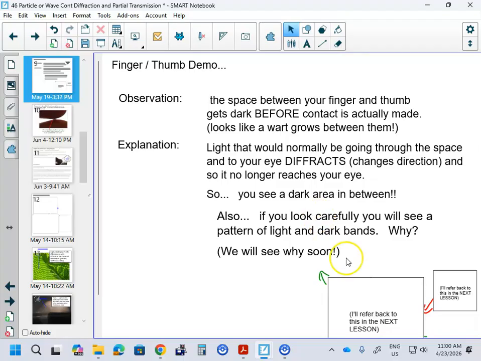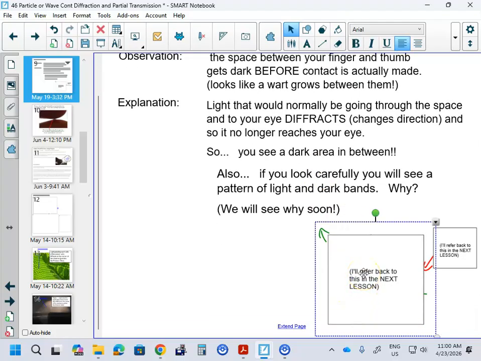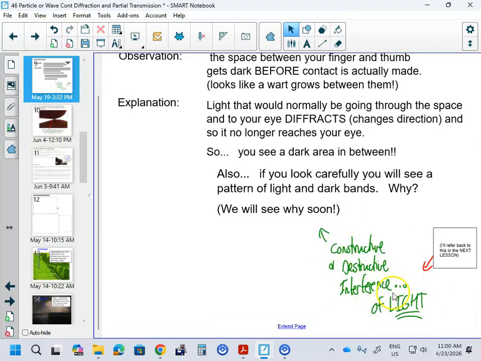When we get to that lesson later on, I'll be referring back to this. It's constructive and destructive interference of light, which you've already seen in grade 11 in the sound and waves unit with water waves and sound waves even. So very clearly a wave property.